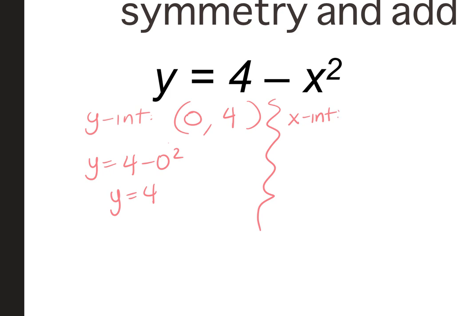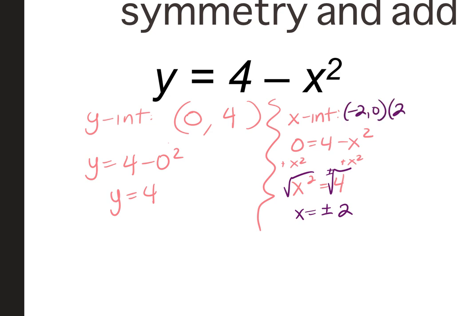X-intercept, when y is 0. I can add the x squared so it stays positive. I get x squared equals 4. How do I get rid of a squared? Square root. When I square root both sides of the equation, you have to remember to plus or minus it. So I get x equals plus and minus the square root of 4, which is 2. Which means you have 2 x-intercepts, one at negative 2, 0, and one at positive 2, 0.